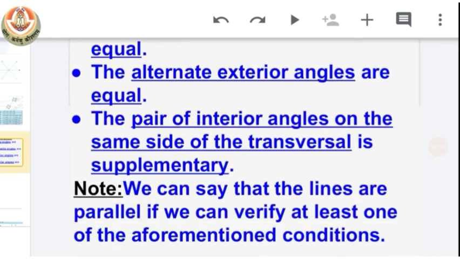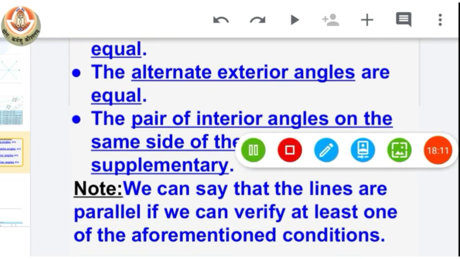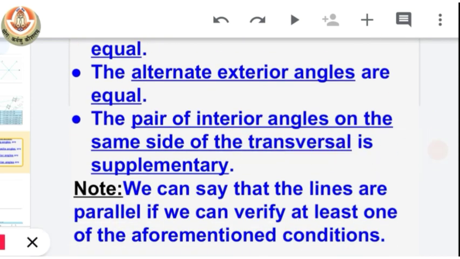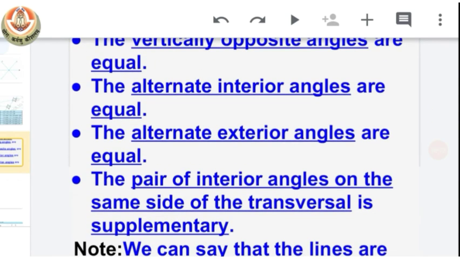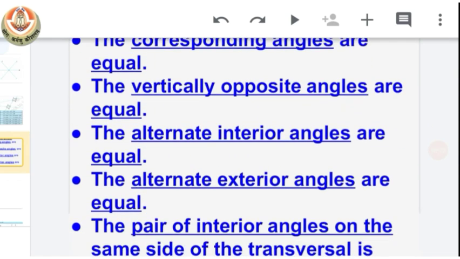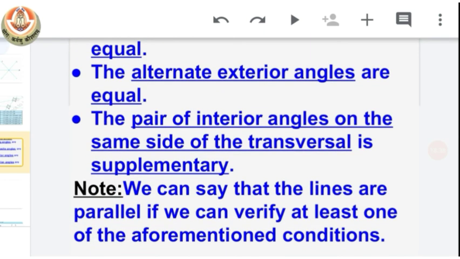Okay, now another important thing is that we can say the lines are parallel if we can verify at least one of the above mentioned conditions. Okay, that means if we can prove any one of them for two pairs of lines, then we can say that these lines are parallel to each other.